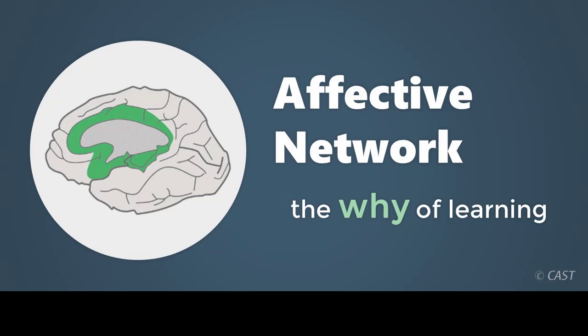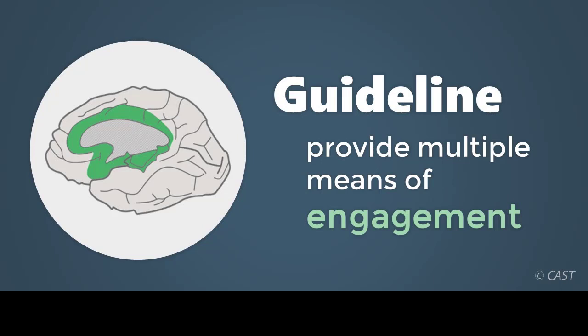That's identified in this graphic here as being sort of the center area of your brain. And it has to do with why you're engaging, why you're persisting, and how you're able to keep with it when learning gets tough. Because all of our affective networks are different and work differently, CAST's guideline is to provide multiple means of engagement.